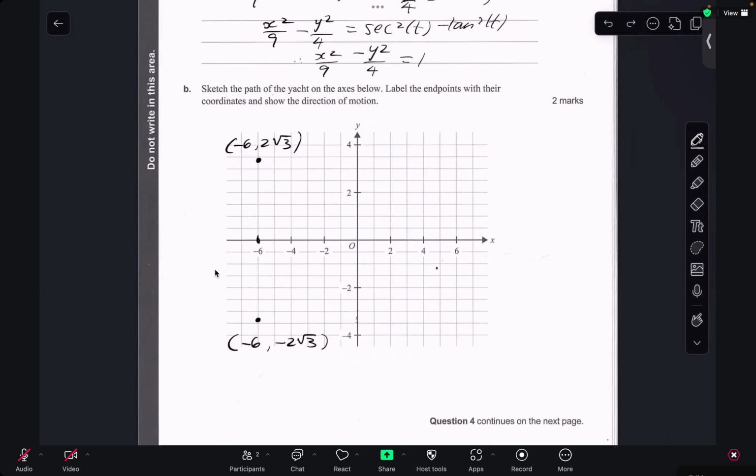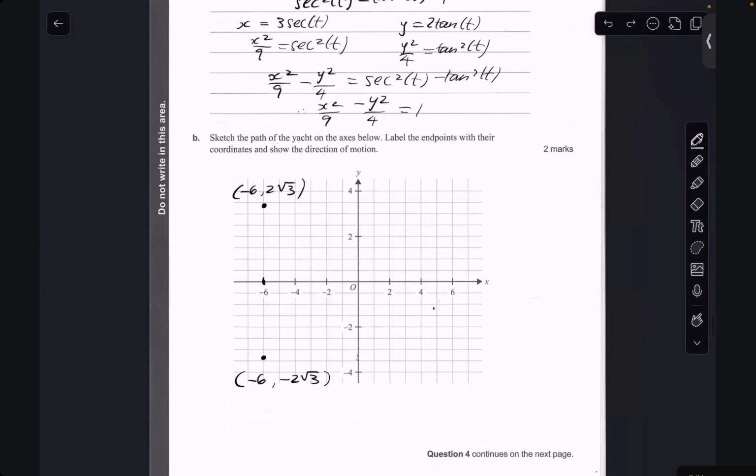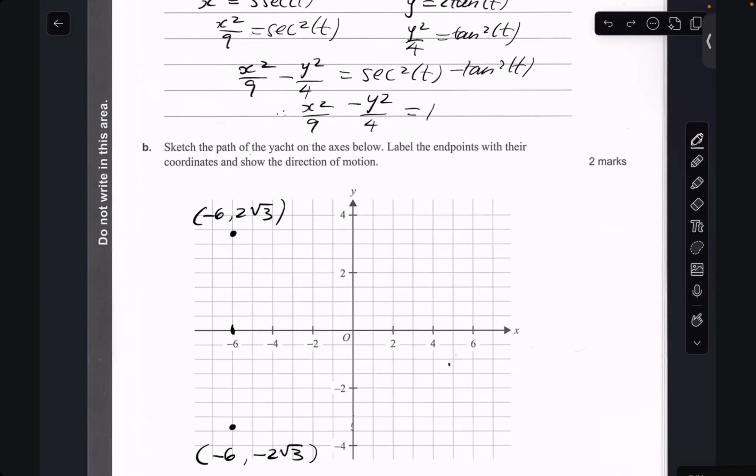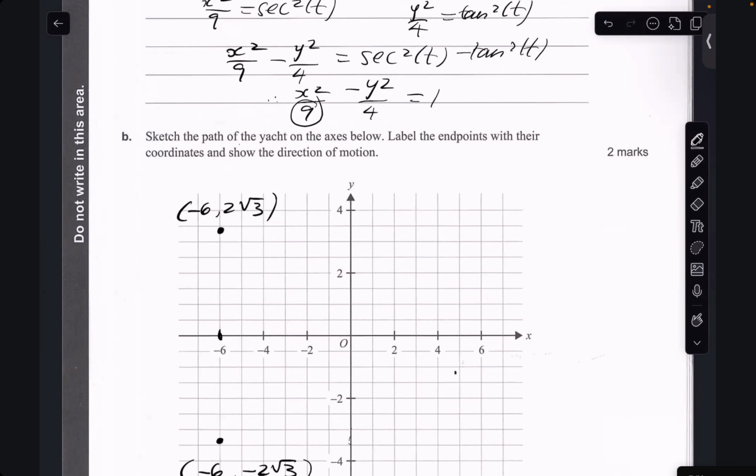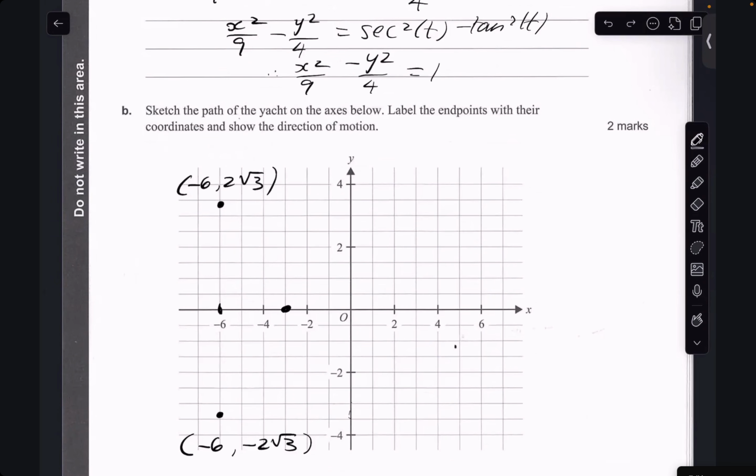Just need to get the vertex. So the vertex is just going to be at the origin, isn't it? No, that's where they intersect. So it'll be the thing plus 3. So it will be here.